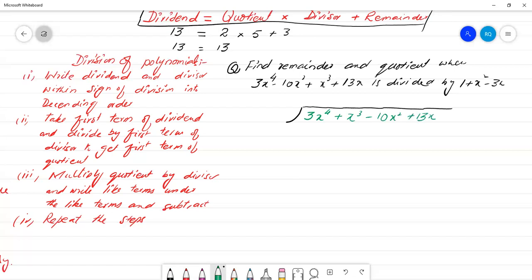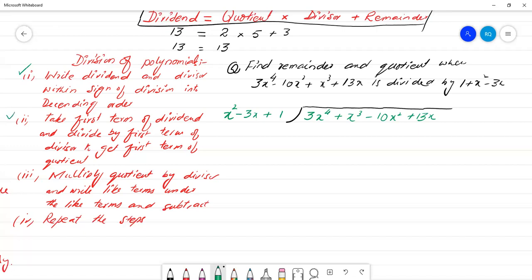Remember that you have to write according to the descending order. Descending order means first of all you have to write the highest exponent, then the smaller one, and at the end you have to write the constant term or the smallest exponent. Similarly, you have to follow the same rule for the divisor. So first of all you write x square, then minus 3x, then plus 1. So the first step is done, I wrote the expression according to the first step.